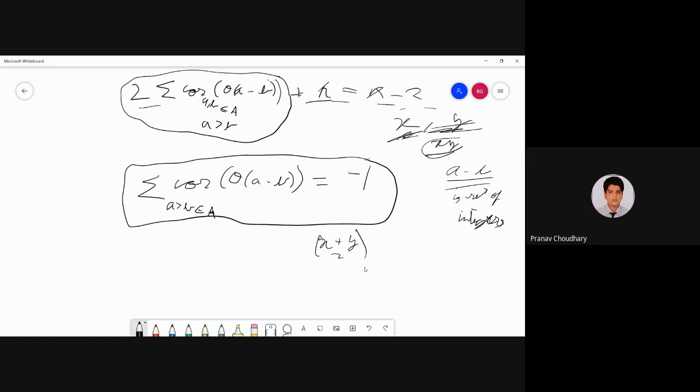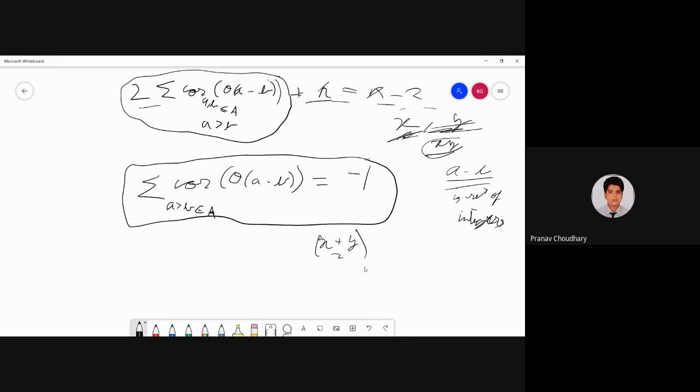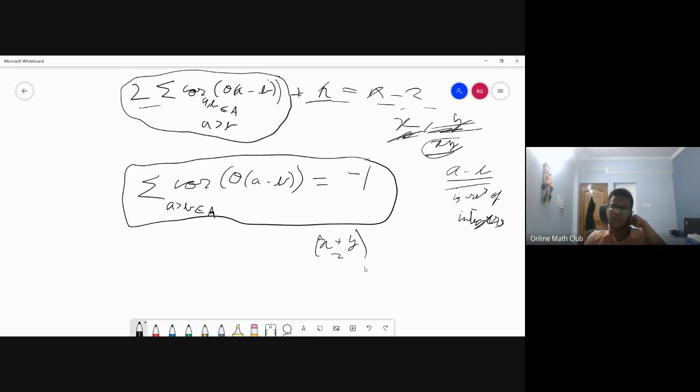Now we take theta equal to pi by 2, and suppose the sum is greater than or equal to plus 1. Then we just change theta to 3 pi by 2 and all the signs shift, so the total sum. If a minus b is even, then no sign shift.